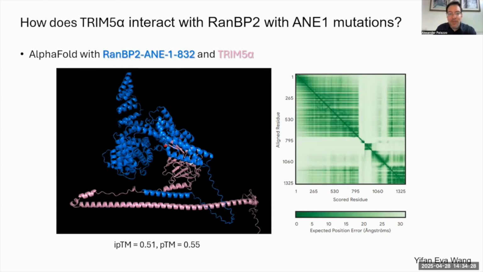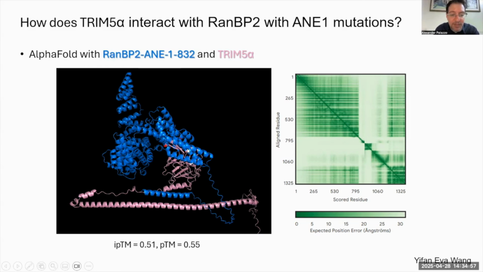And so we live in the day of artificial intelligence, and maybe some of you have heard of this AlphaFold. AlphaFold is a program that predicts protein structures. And so what we did is we inputted the RanBP2 N-terminal fragment and TRIM5 alpha. And what we found is that actually AlphaFold predicts that these two fragments will only bind in the presence of mutants.